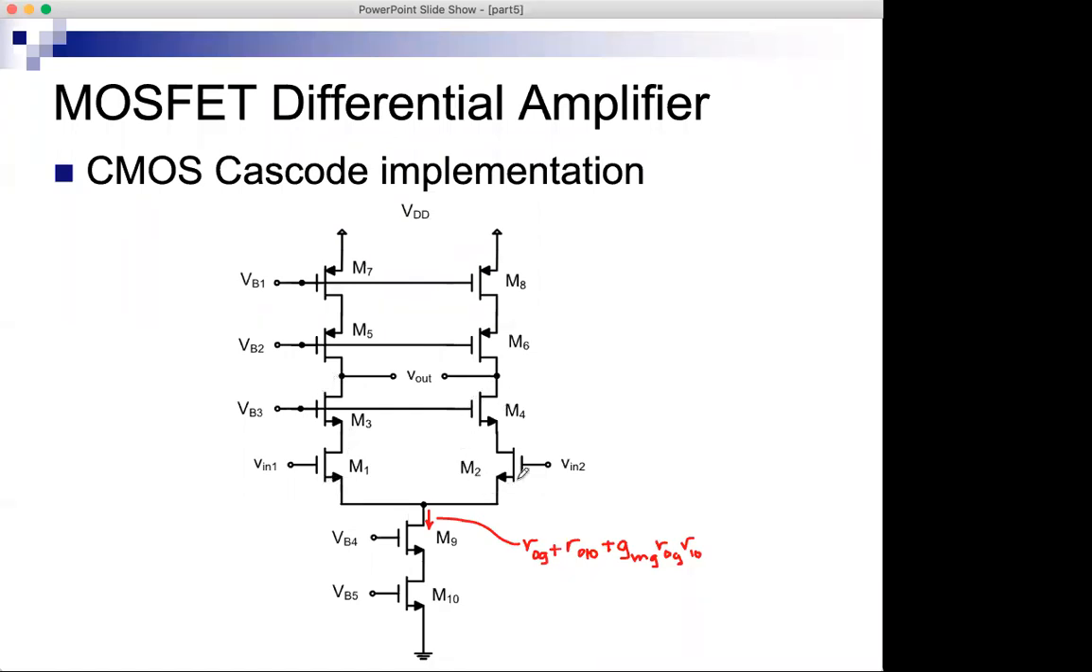And the same is, we see it here, the exact same thing. And then the output is taken here. So this is the cascode amplifier with the common source, common gate. Same thing here, exactly, common source, common gate for the second input. And the output is taken between the two drains.